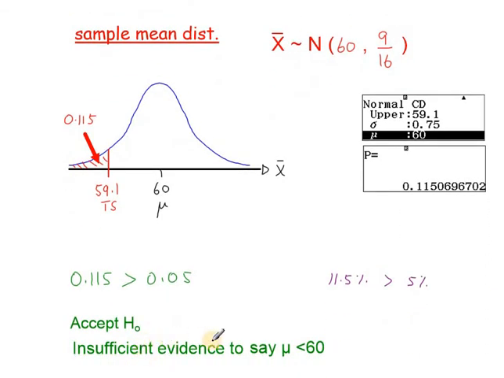So there's insufficient evidence for H1, insufficient evidence to say that the population mean is less than 60 and that it's decreased. We can see from the test value 59.1 it's less than the mean of 60. So there is some indication that the mean has decreased, but the evidence is insufficient. We need a significant amount of evidence, which we don't have here, hence the acceptance of H0.